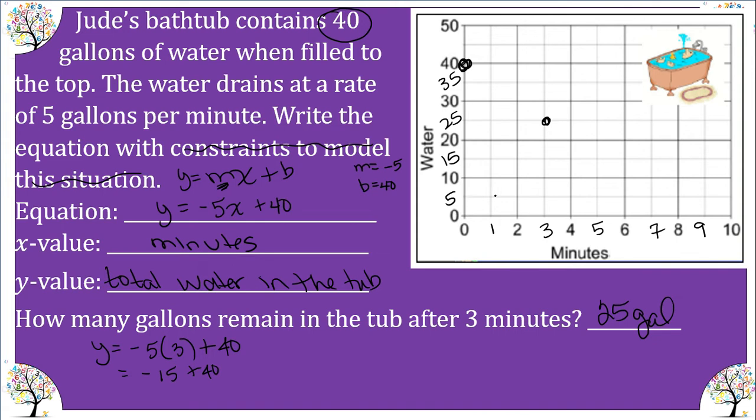So let's start back here. In 1 minute, -5 times 1 is -5, plus 40 is 35. So we can see this is going nicely. We can just go straight down. These numbers were very useful. These were easy to use on the number line. And look, in 8 minutes, there is 0 water in the tub. Now I can connect this because minutes and water, the amount of water, you can have numbers in between.